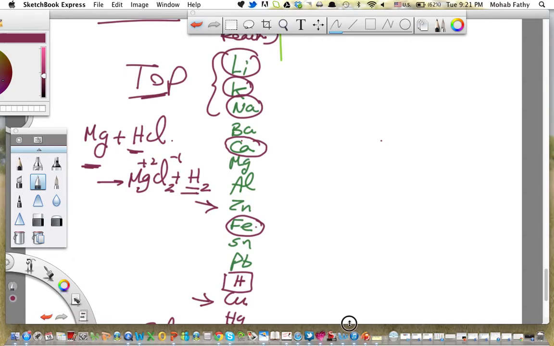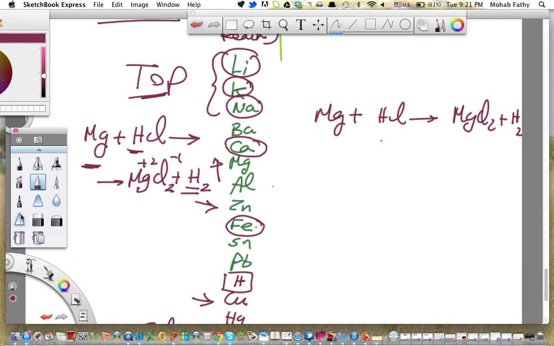So here, the hydrogen gas will evolve, right? Can you balance this equation? Magnesium plus HCl gives magnesium chloride plus hydrogen. Can you balance this equation, please? Magnesium plus HCl gives MgCl2 plus H2. You're going to put a 2 on the HCl here. Yes, exactly. And that's it.